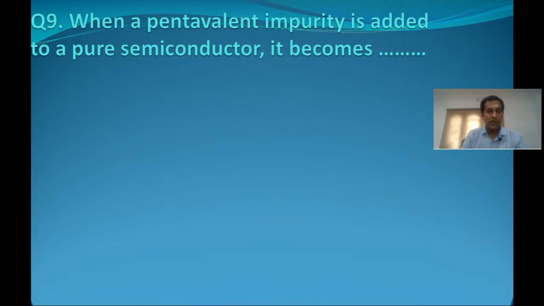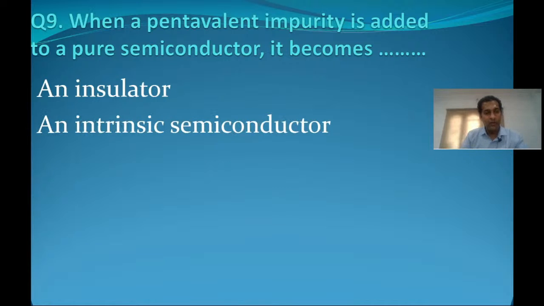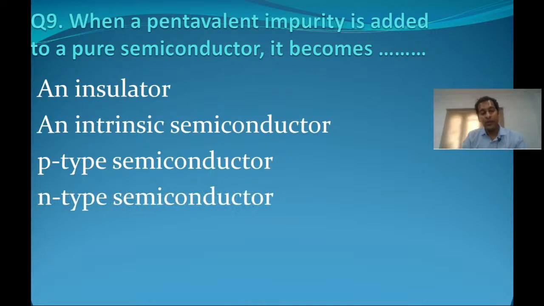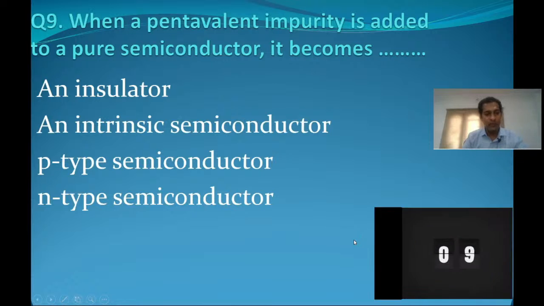The next question is, when a pentavalent impurity is added to a semiconductor, it becomes. When we add impurities, we call that process doping. And when we add this impurity to a semiconductor, it becomes a specific type of semiconductor. If pentavalent is added, what happens with that semiconductor? Either it becomes an insulator, intrinsic semiconductor, p-type or n-type.